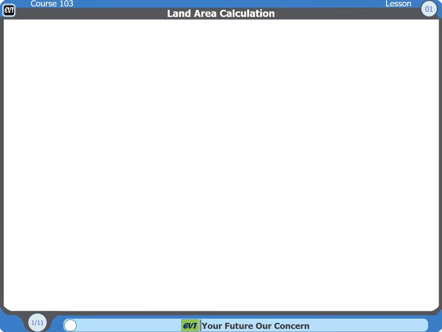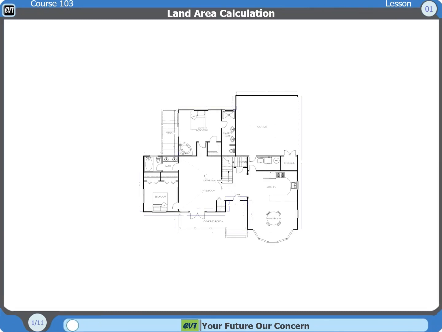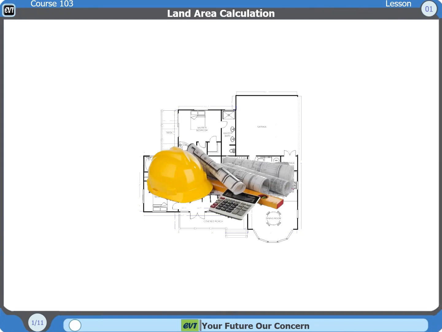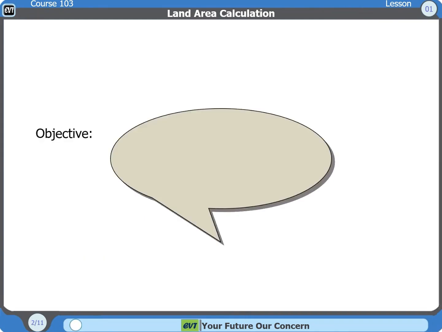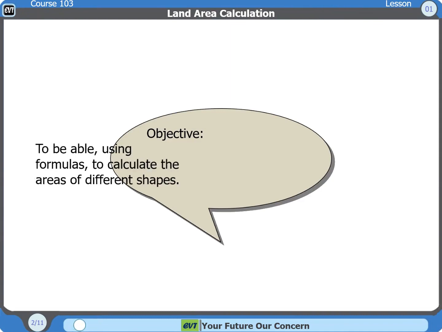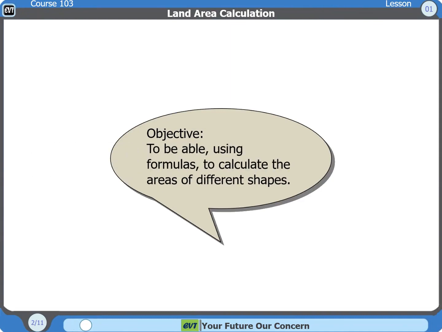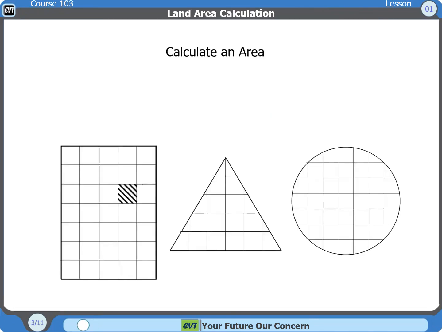Land area calculation. This lesson explains the basics of how to calculate the area of any basic shape. After this lesson, you will know how to use the formulas to calculate the area of different shapes. Now, how to calculate area.